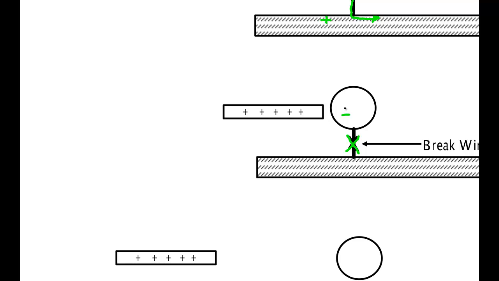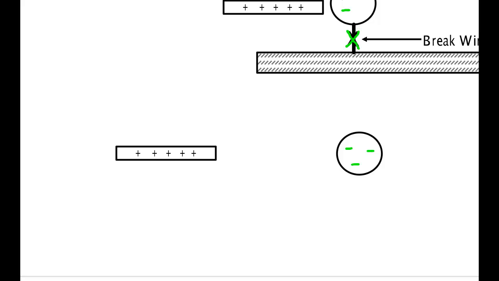So I've got this object that's got negative charge on it, the opposite charge of what this rod is charged. Now when I pull this back, because the wire is broken, the positive charges can't go back up. And I leave the object with some charge of the opposite sign of the object that you brought close.